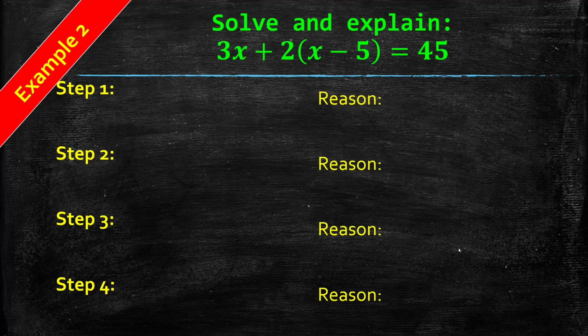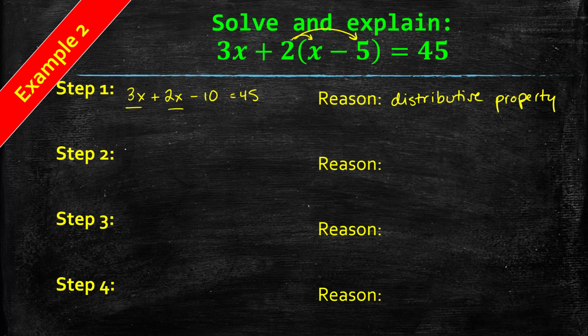So for the first one, we would have to use the distributive property here, which would give us 3x plus 2 times x would be 2x, 2 times negative 5 would be negative 10, and that would equal 45. And we would just say distributive property. Okay?